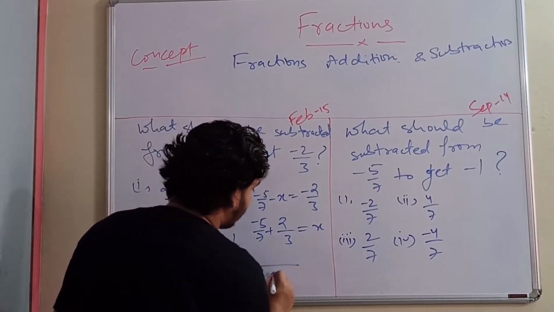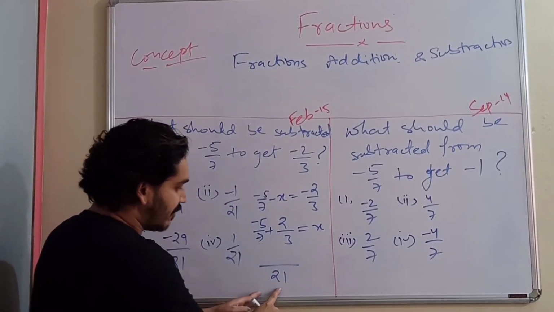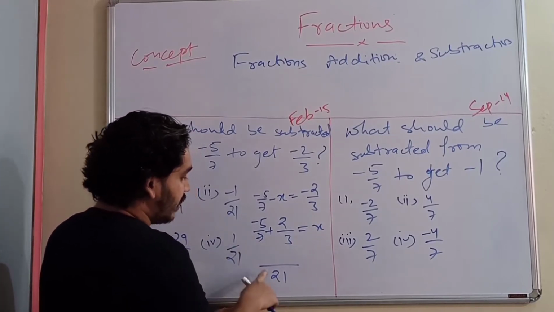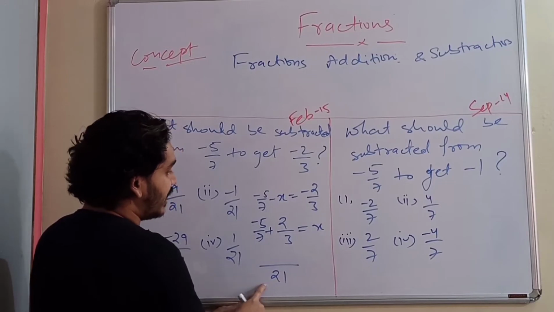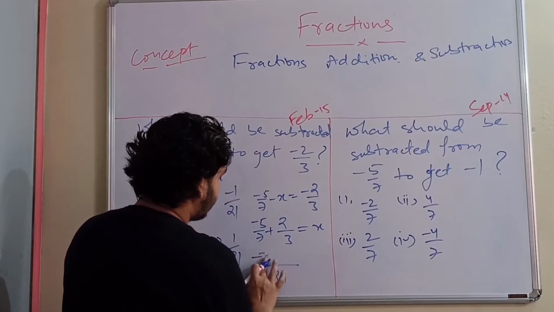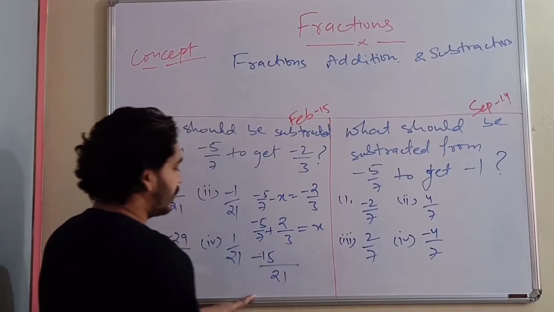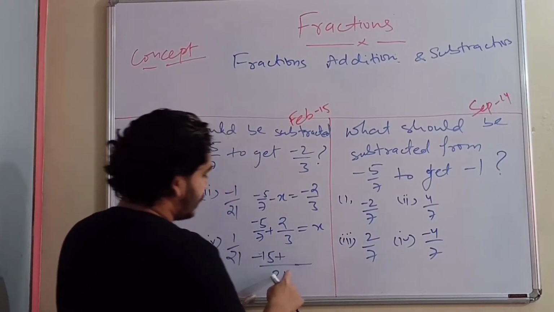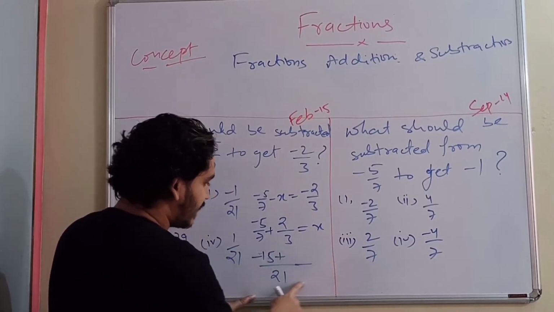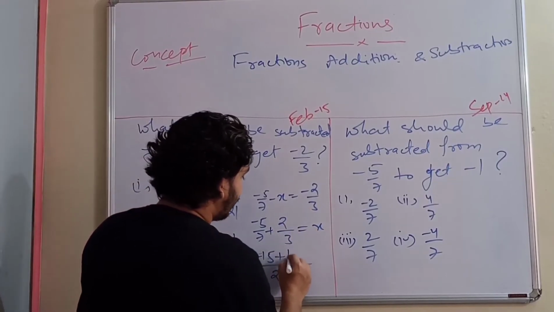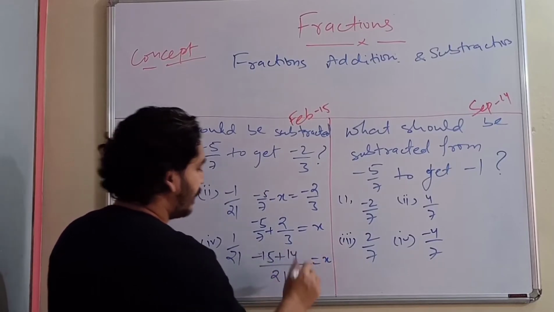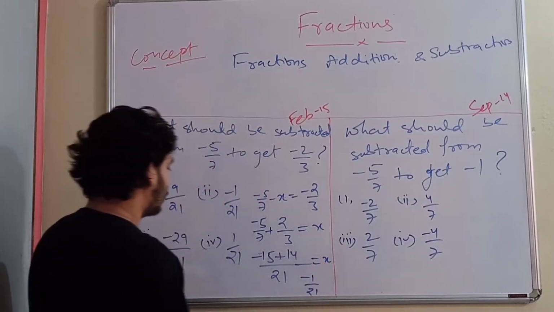Now the LCM of 7 and 3 would be 21. Divide this 21 by the denominator 7. 7 3s are 21, so multiply the 3 into the numerator. Minus 5 into 3 is minus 15. Then plus, similarly 21 divided by 3, 3 7s are 21, so 2 into 7, 14, is equal to x. Now if you see, minus 15 plus 14 is minus 1 by 21, so which one is the option?